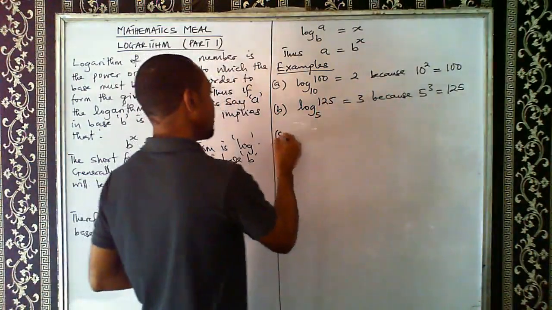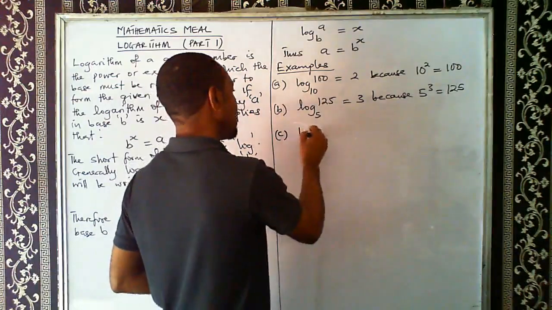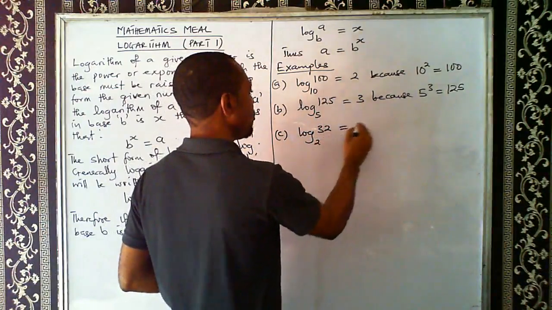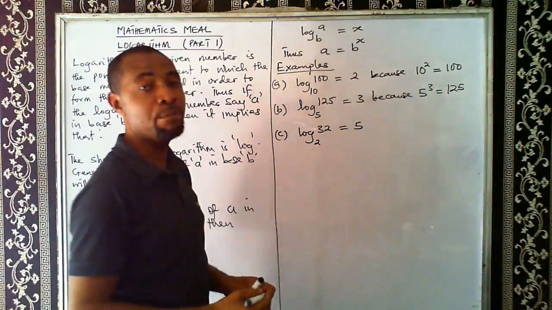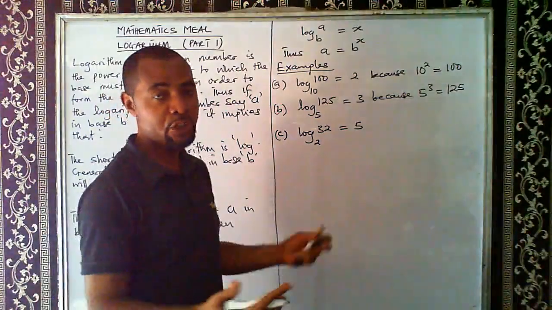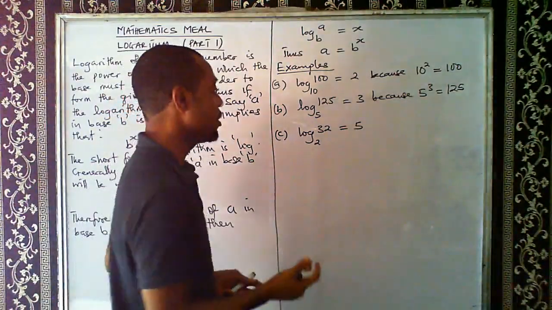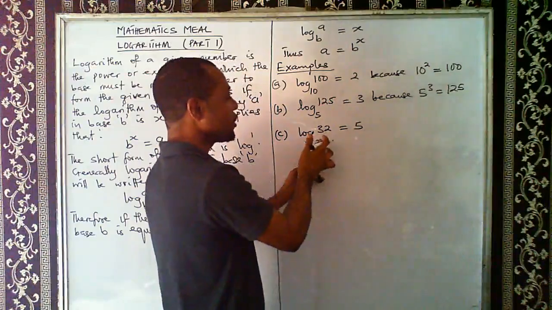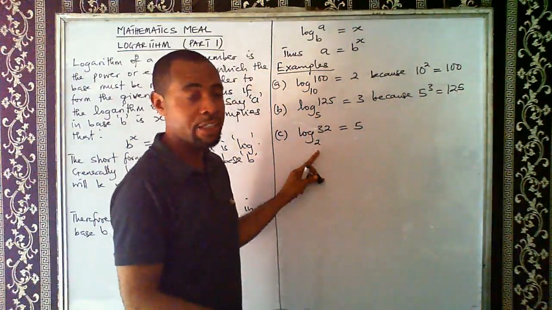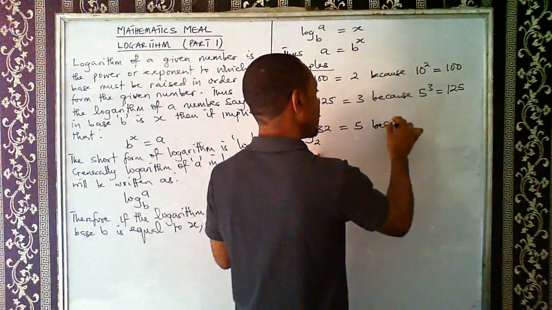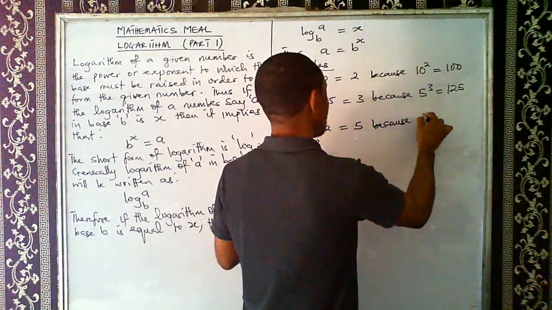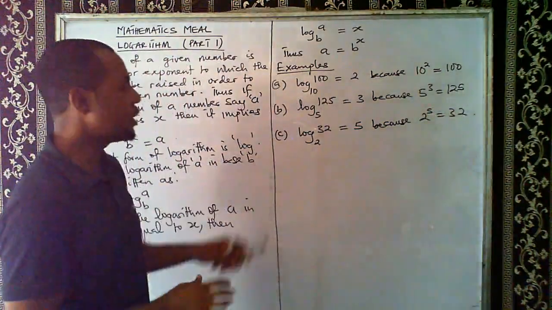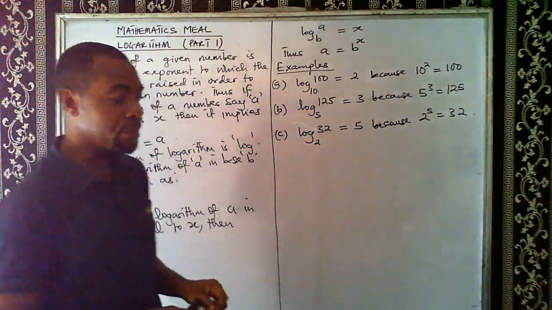So one more example. Let's say log 32 in base 2. What's the answer? Log 32 in base 2 is 5. And someone will ask, why is it 5? Because when 5 becomes the power of 2, we form 32. 2 raised to power 5 will give us 32. So I believe with these examples, the meaning of logarithm is clear.